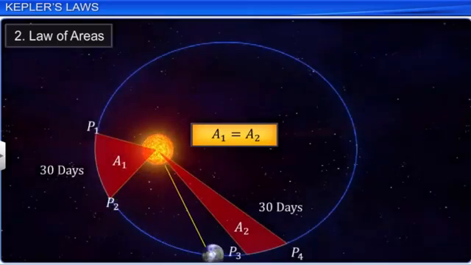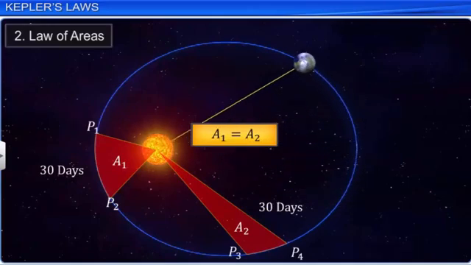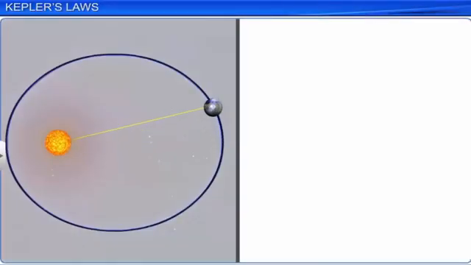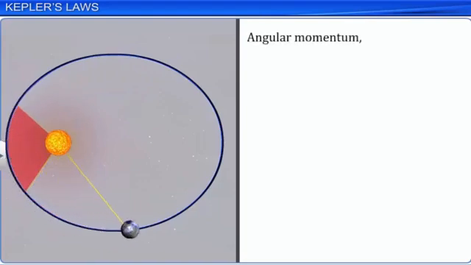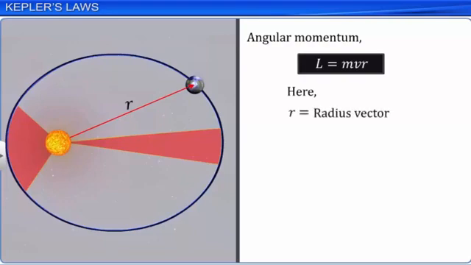For a body under the action of a central force, the angular momentum L, which is the product of mvr, remains constant. Here, r is the radius vector, v is the velocity vector, and m the mass of the body. If p is the linear momentum of the body, then L is equal to r into p.